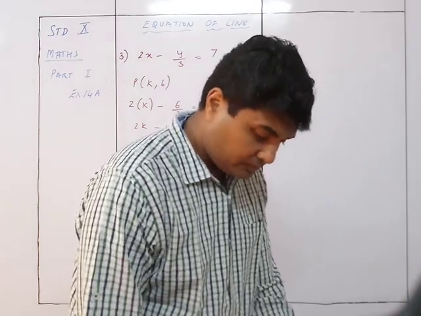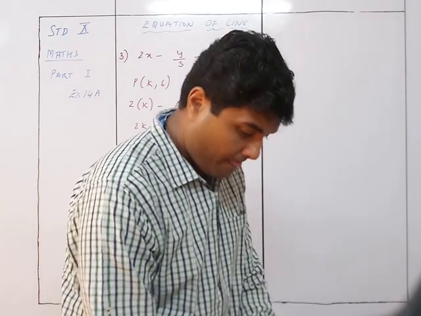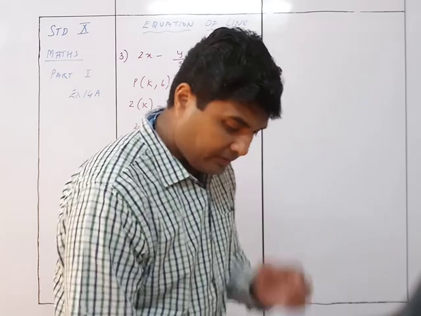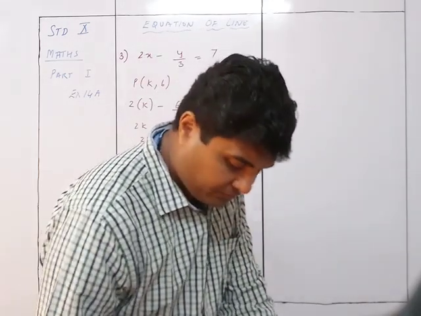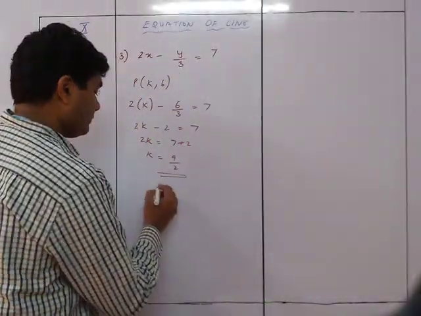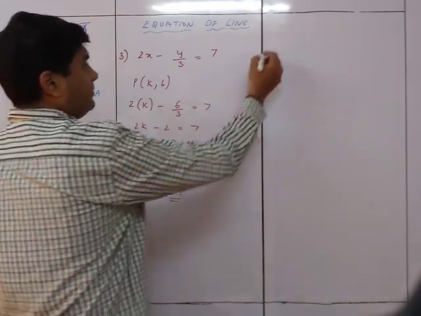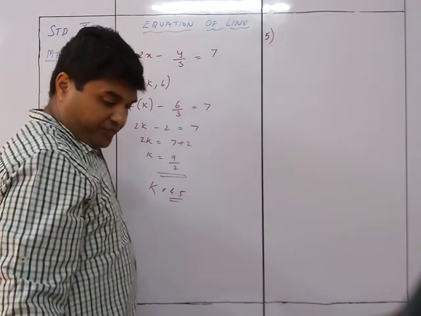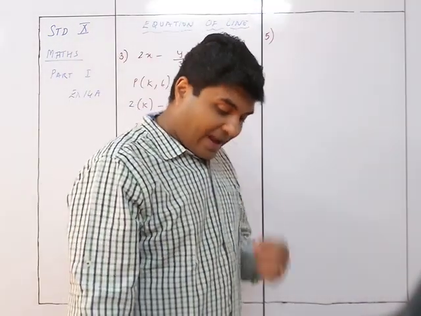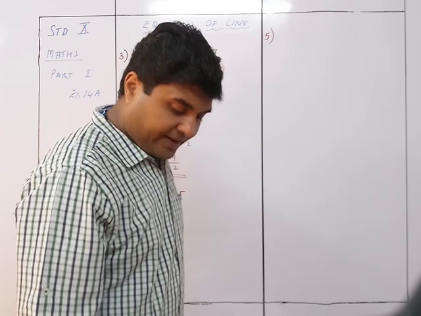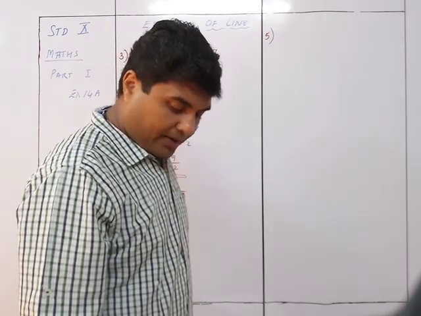Exercise 14. Yes, they have taken 4.5, so we'll take it as 4.5. Right, we move on to sum number 5. The line 3x upon 5 minus 2y upon 3 plus 1 is equal to 0 contains the point (m, 2m minus 1). Calculate the value of m.